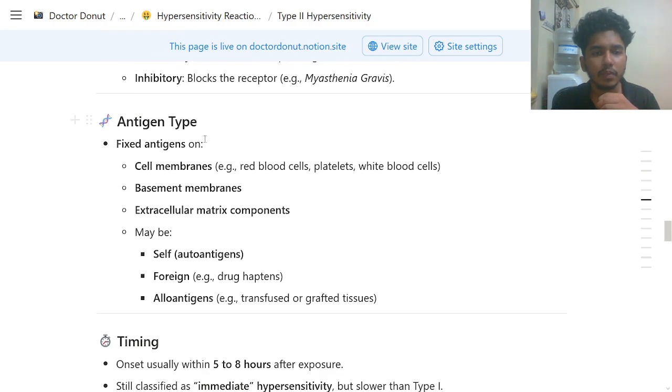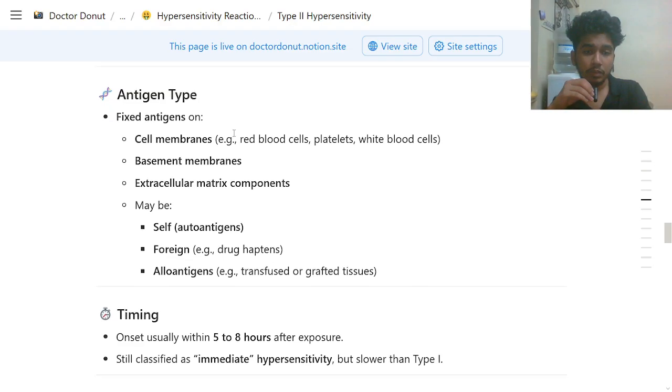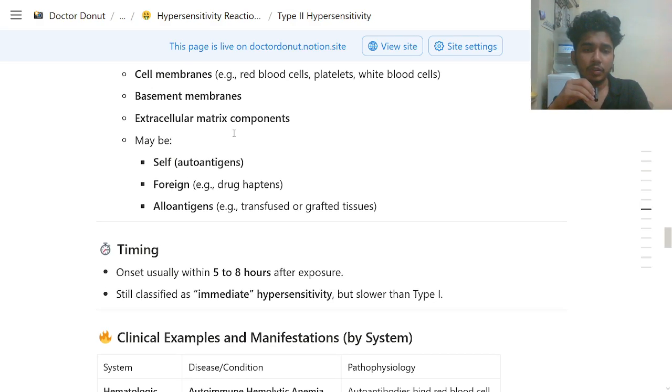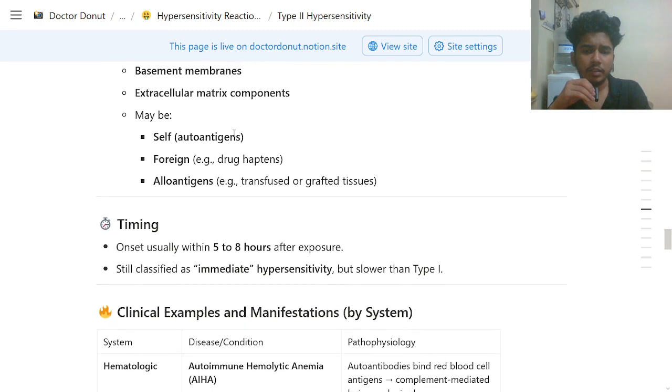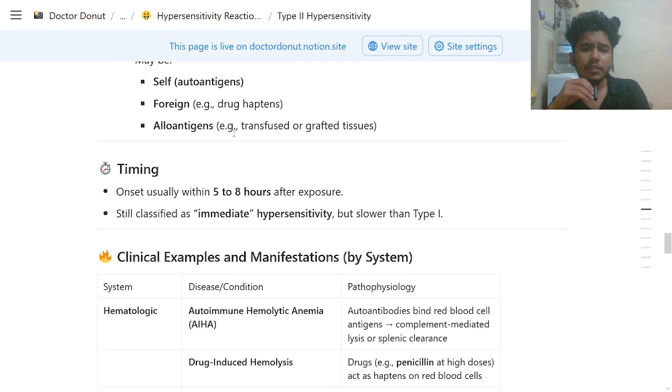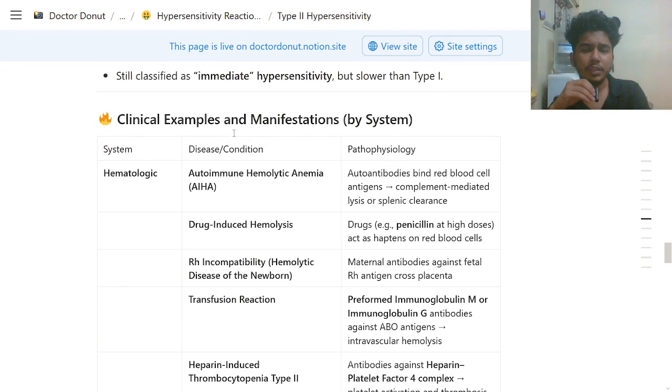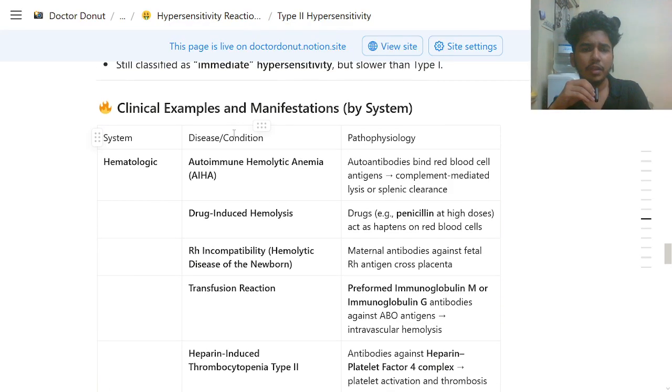So, antigen type. Fixed antigens can be on cell membranes, basement membranes, or extracellular matrix. They may be self, they may be foreign, for example drug haptens or alloantigens, which is due to transfusion and graft. The onset is 5 to 8 hours, and they're still classified as immediate hypersensitivity, but they're slower than type 1. So we're going to look at the classification.